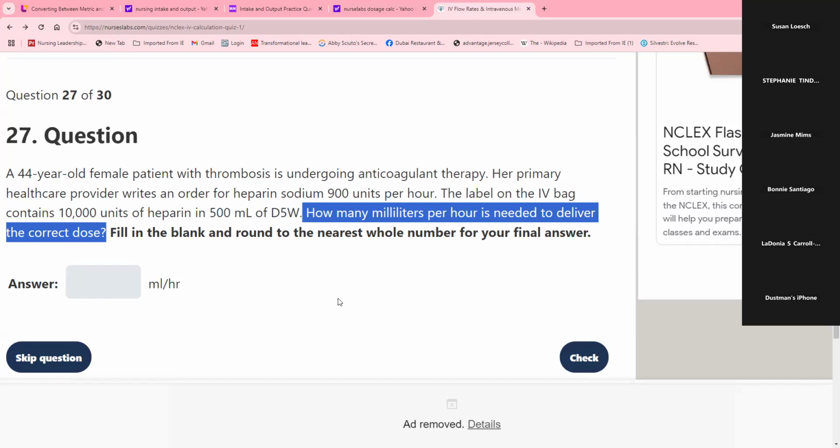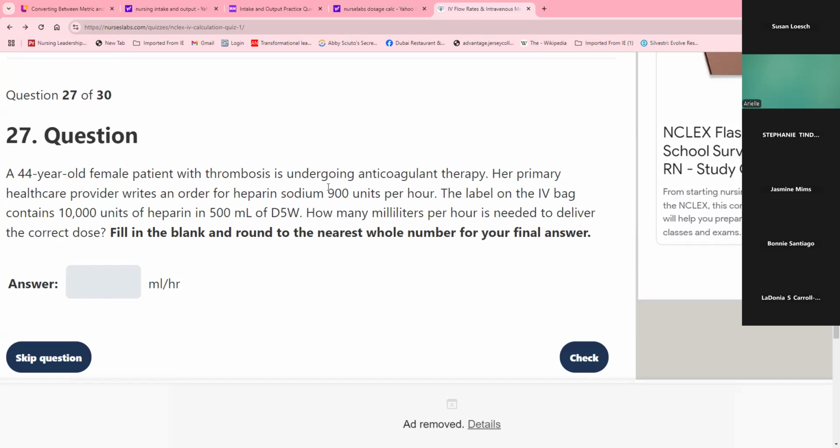So when you see a dose, what does that mean? What's your formula? Desired over have. Here's your order. 900 units per hour. It doesn't matter what it is. That's what the doctor ordered. 900 units per hour. That goes on the top, right? Doctor's order goes on the top. And what you have on hand goes on the bottom. So what do you have on hand?